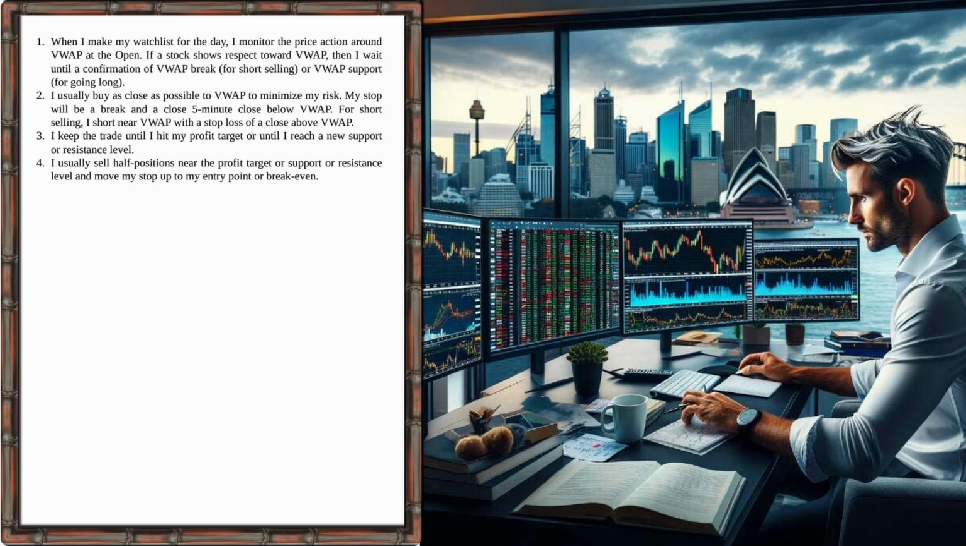3. I keep the trade until I hit my profit target or until I reach a new support or resistance level. 4. I usually sell half positions near the profit target or support or resistance level and move my stop up to my entry point or break even.